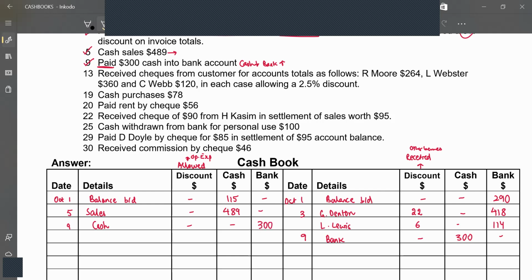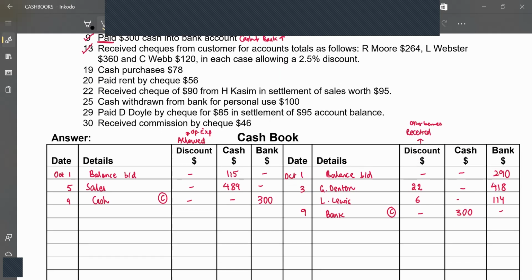So if I ask you where did these 300 come into the bank from, you'll say, sir, on the 9th of October you've deposited it, because this entry appears on both sides of the cash book. You call this a contra entry. So please indicate by a C on both sides of the cash book that this is a contra entry. Then received checks, that's cash inflow from customers for account totals as follows.